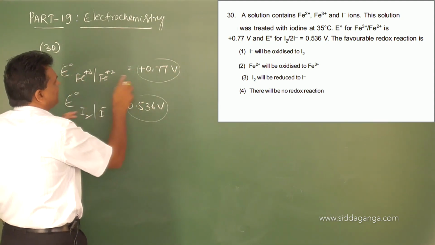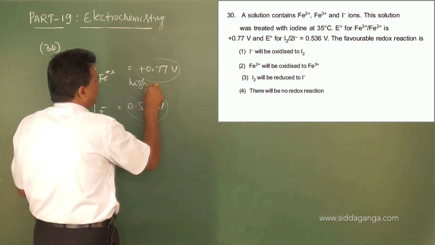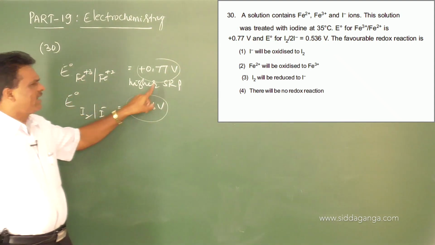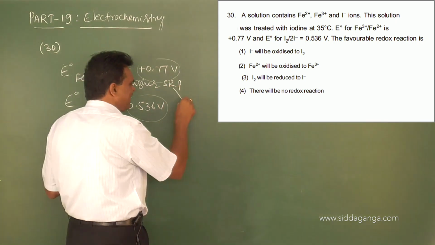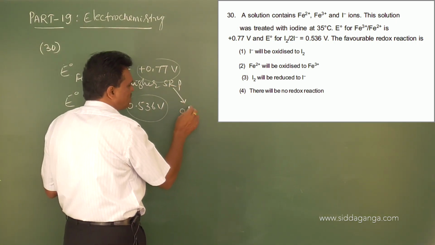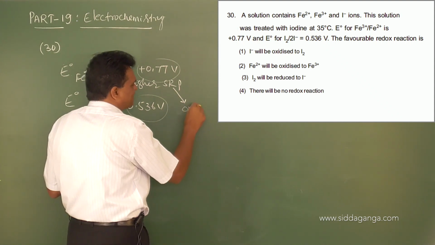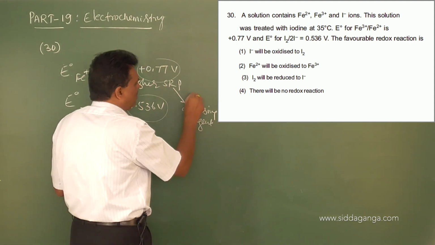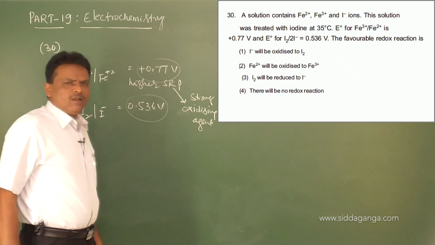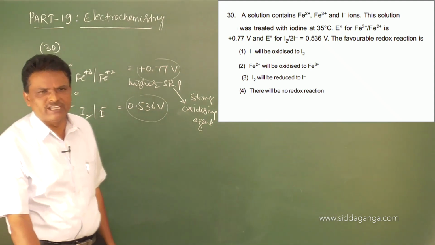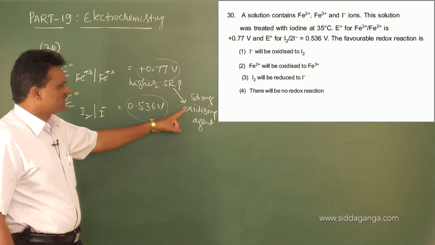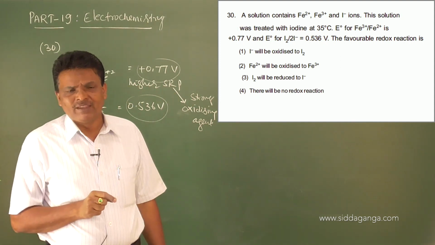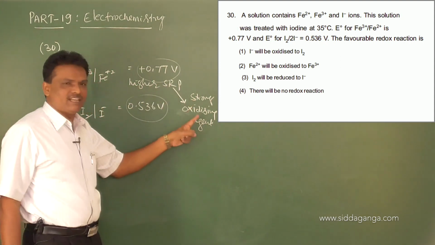So look at the SRP values of both iron and iodine. Here iron has a higher SRP value. Iron with higher SRP value acts as a strong oxidizing agent. Lower SRP value, it is a good reducing agent. Higher SRP value is a strong oxidizing agent. Element with lower SRP value is a good reducing agent.